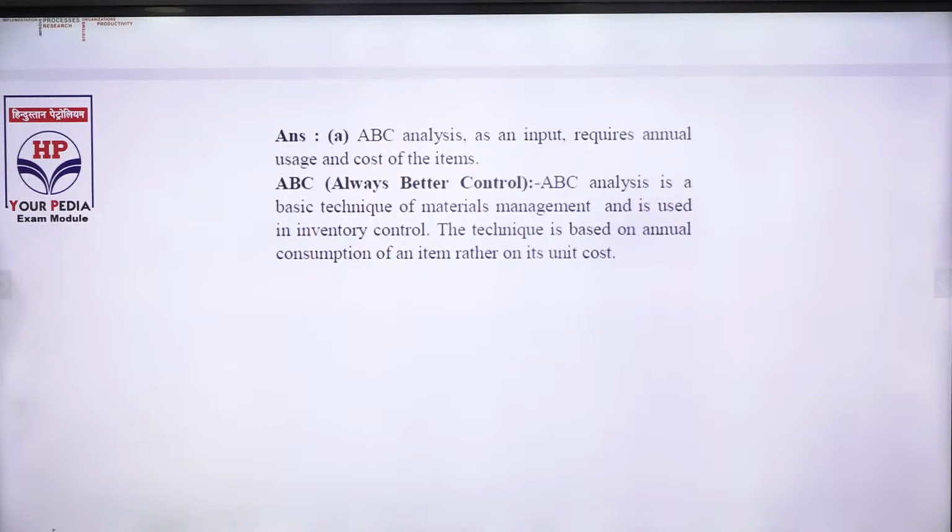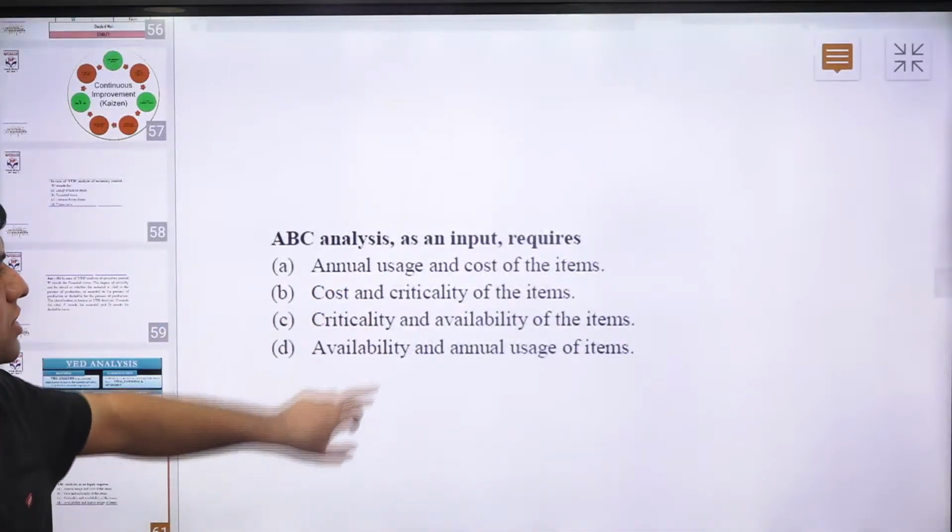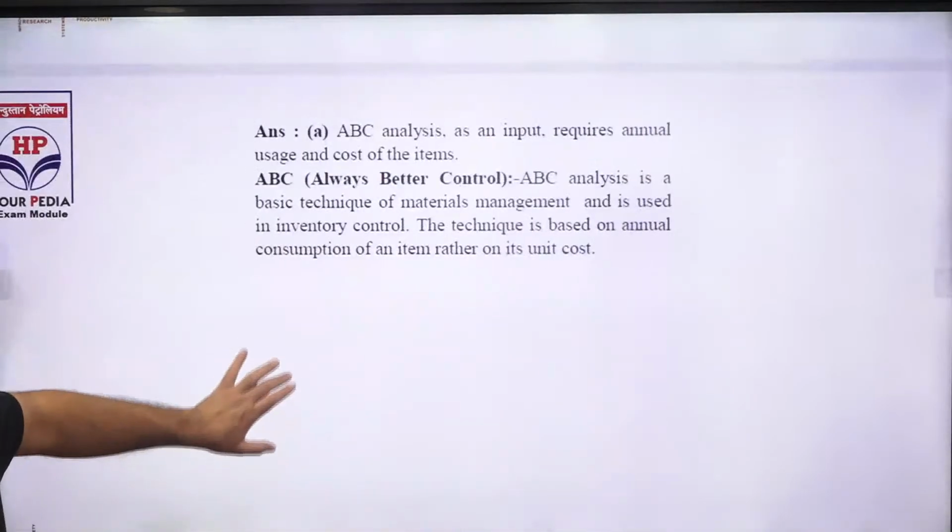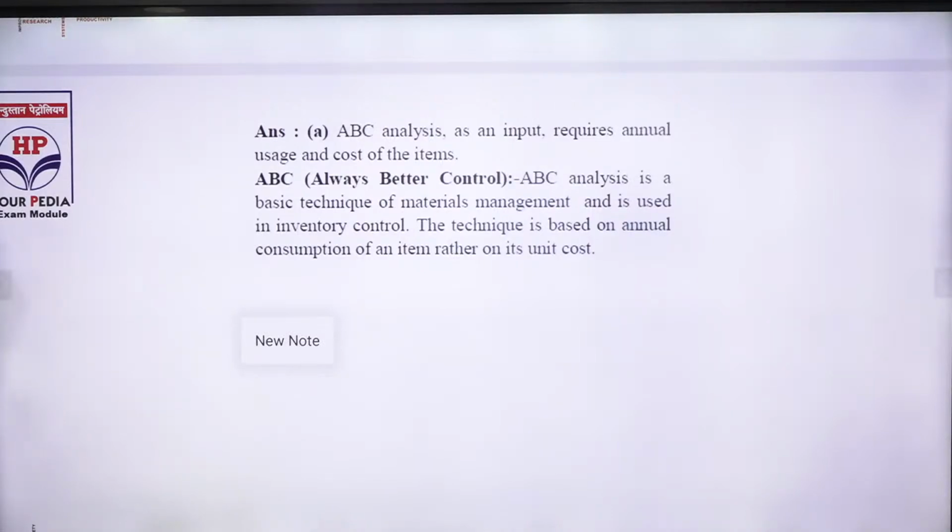Annual usage and cost of item. ABC stands for always better control. What is the annual consumption? And what is the use? These are the two things it talks about. So ABC analysis as an input requires annual usage and cost of item. So A is the answer for this. For always better control, I need to have these two things.